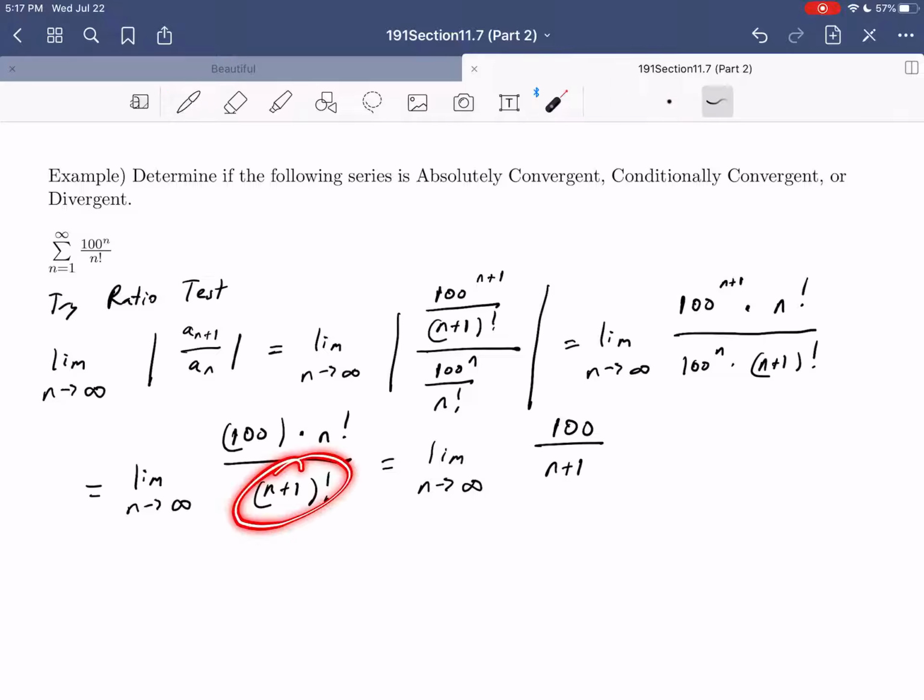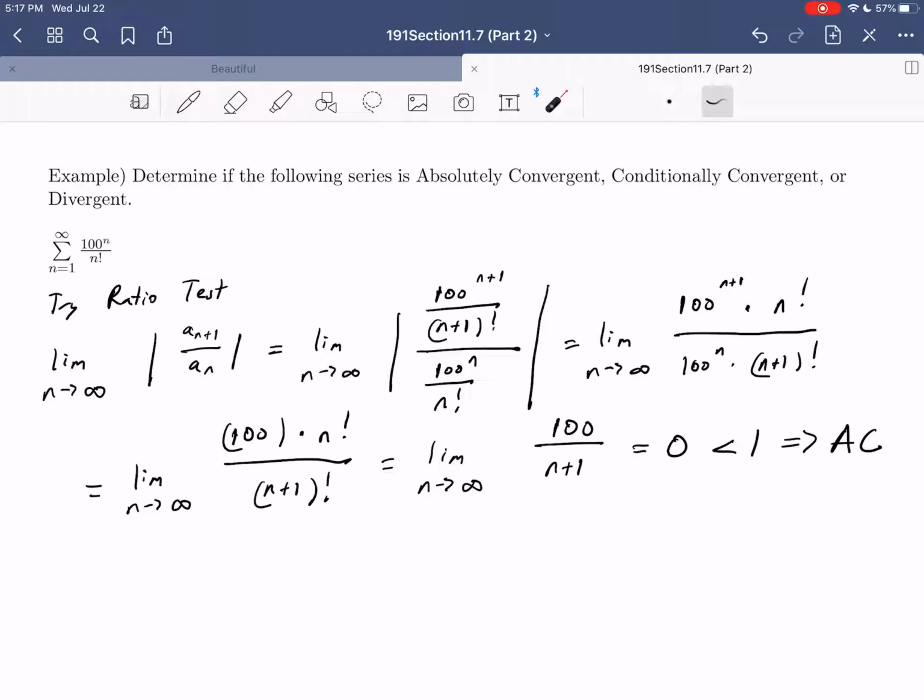A fancy way of saying that is that n plus 1 factorial is really n plus 1 times n factorial, and then the n factorials cancel. Okay, what about this limit? Well, 100 is a big number, but it doesn't change. So as n goes to infinity, this is 100 over something that gets larger and larger. This goes to 0. That is less than 1. So once again, we have something that is absolutely convergent.